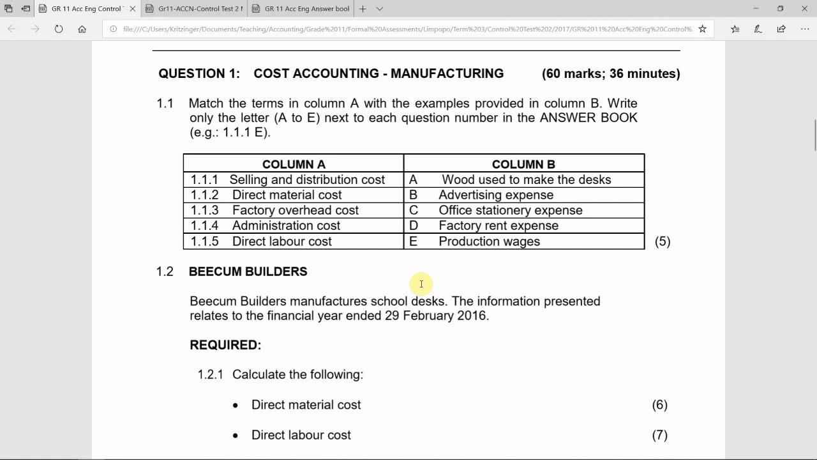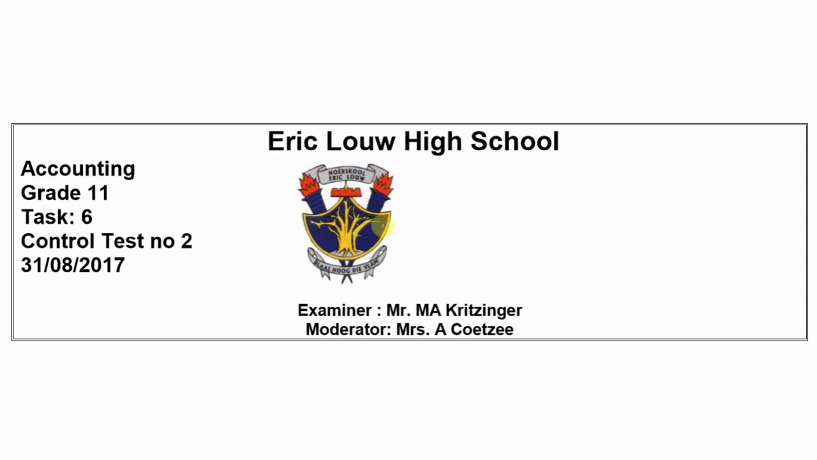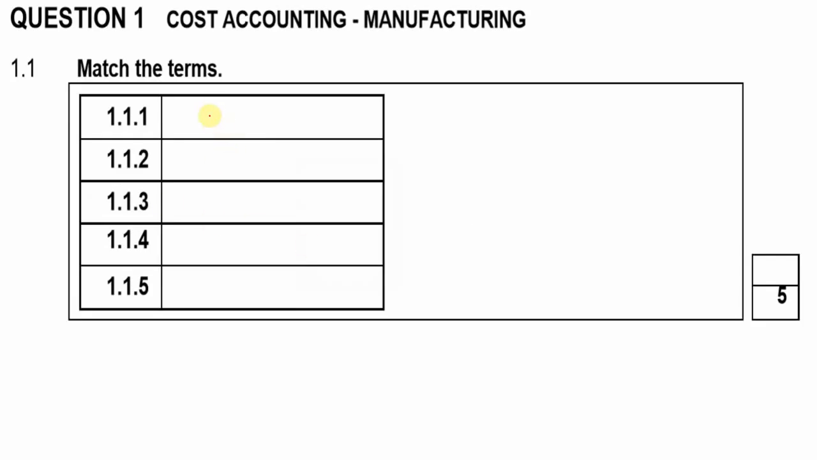Wood to use to make the desk has nothing to do with getting the product to the consumer, but advertising expenses do. So we advertise so that the consumer will buy. So it's directly related to selling and distributing costs. So therefore advertising expenses, number B, fits selling and distribution costs. So our first one is therefore B.